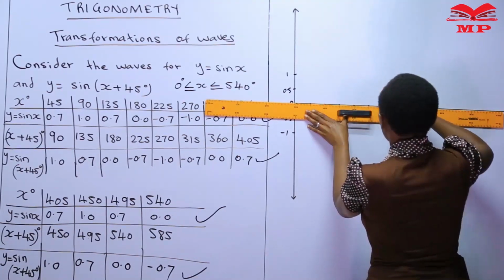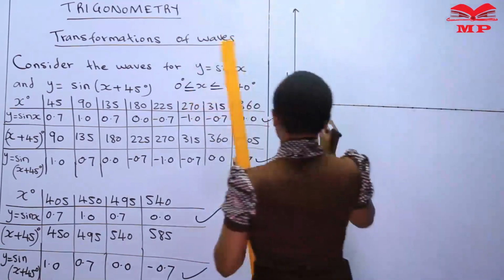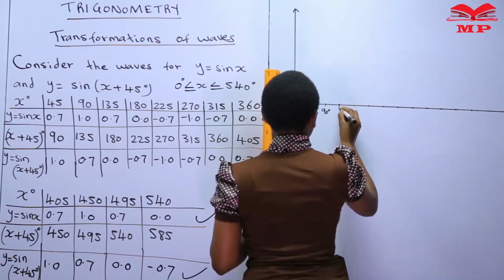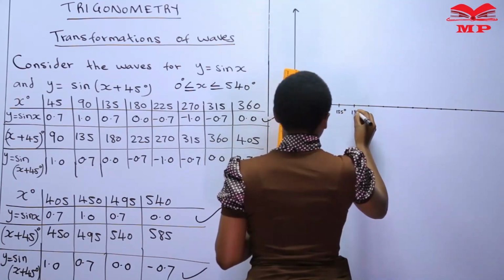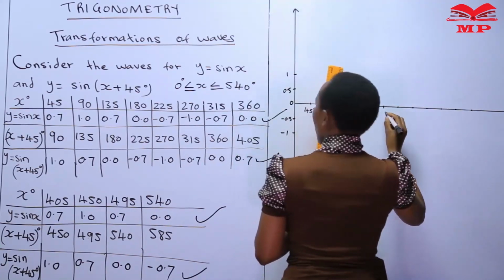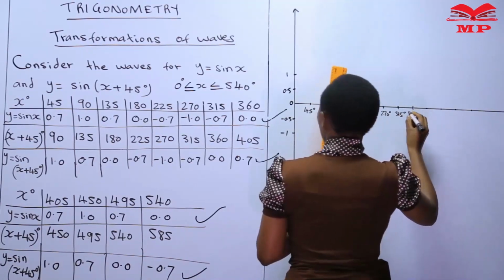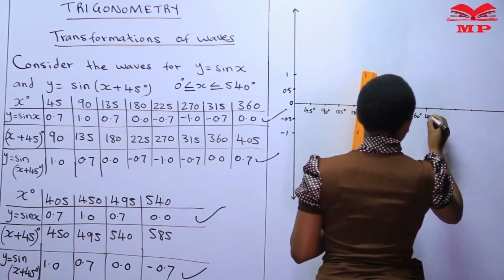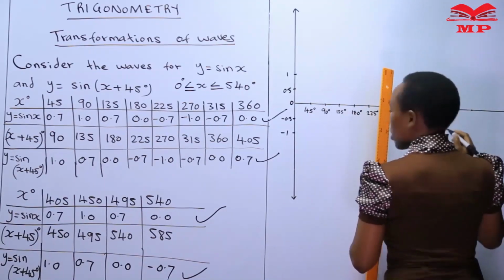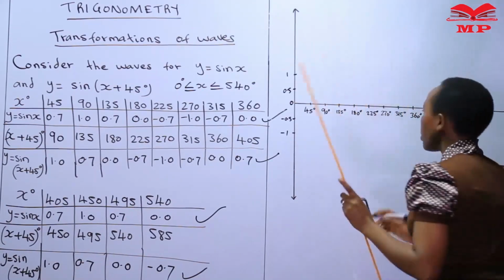So we have this as 45 degrees. We have 90 degrees, 135, 180, 225, 270, 315, 360, 405, 450, 495, and finally 540 degrees.